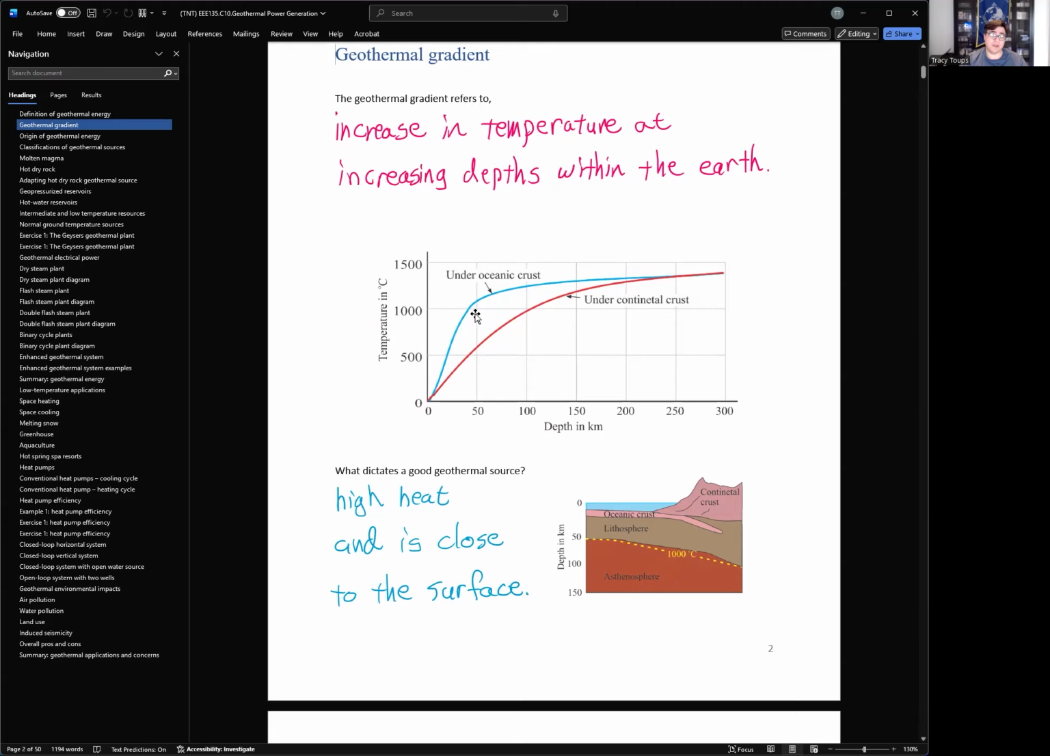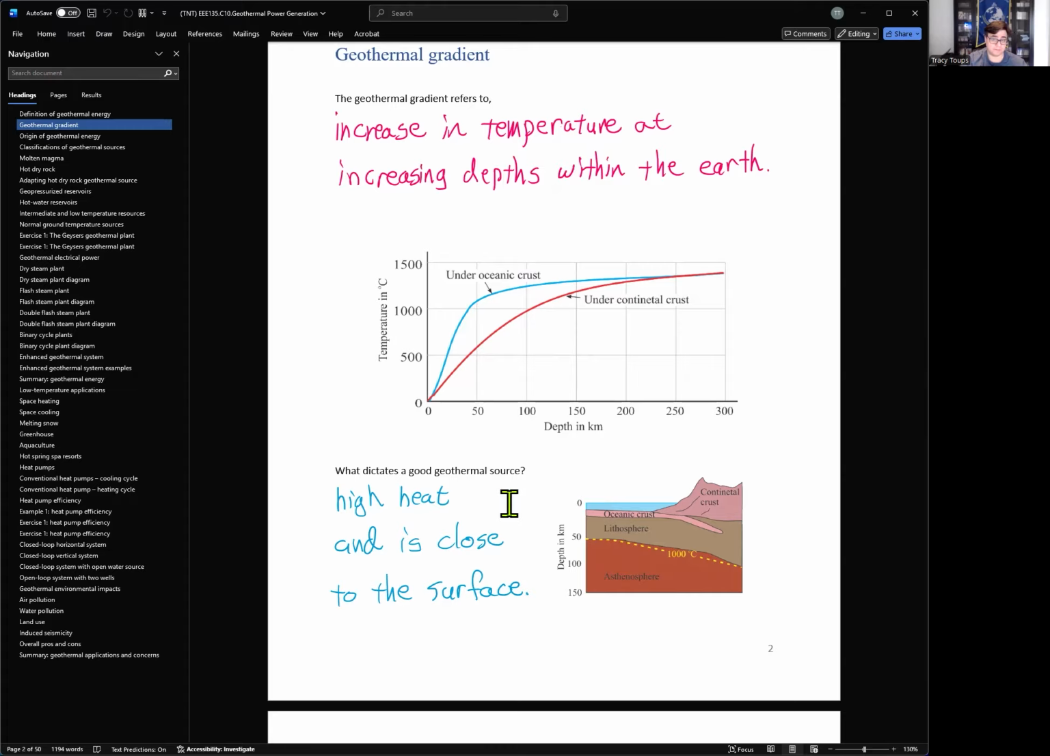So it just shows you the deeper we go under the Earth, the hotter the temperature is going to be, right? And again, what dictates a good geothermal source? We need a high amount of heat, but for us to use it efficiently, it also needs to be close to the surface because we don't want to waste a lot of money drilling 100 miles down into Earth. It's almost impossible, right? So it's just kind of a luck of the draw with nature that we have a pocket of high heat that happens to be closer to the top layer where we live on.